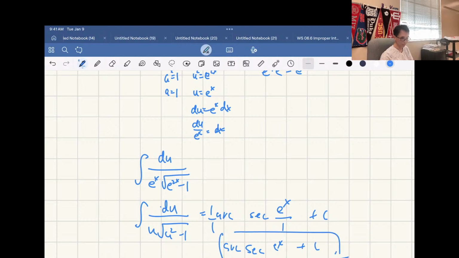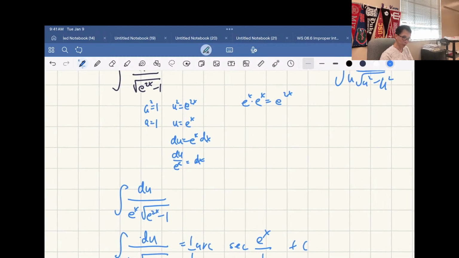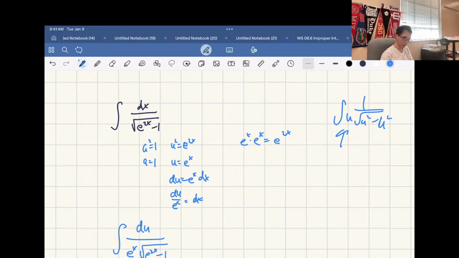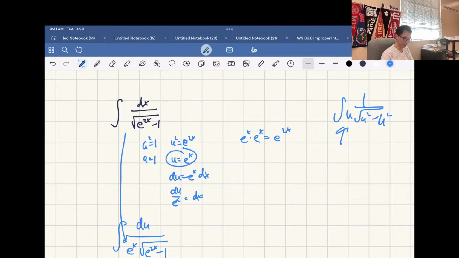Wait, Mr., why didn't you... Because the format says integration of u times square root u squared minus a squared. But we don't have this u yet. But when we do u equal to e to the x, du equal to e to the x dx, and if you solve for it, this is e to the x up here. Do you see that from here to here? The e to the x up here.